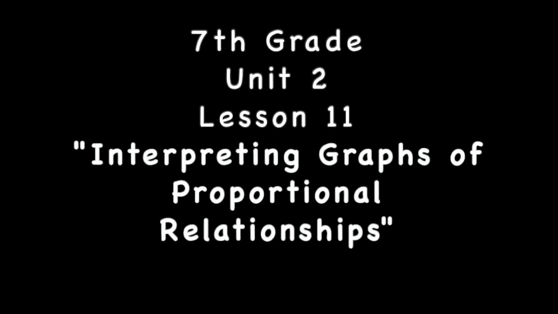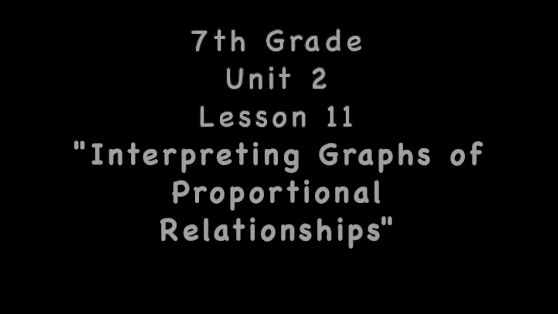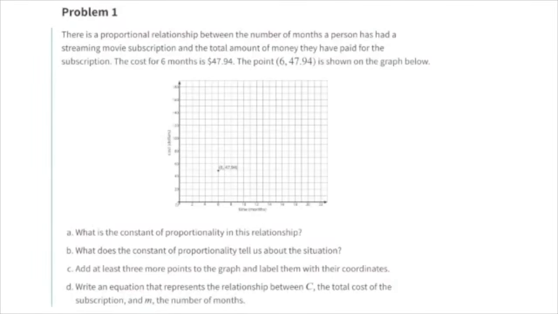Open Up Resources, Illustrative Mathematics, 7th grade, Unit 2, Lesson 11, Interpreting Graphs of Proportional Relationships. Problem number 1. There is a proportional relationship between the number of months a person has had a streaming movie subscription and the total amount of money they have paid for the subscription. The cost for 6 months is $47.94. The point (6, 47.94) is shown on the graph below.